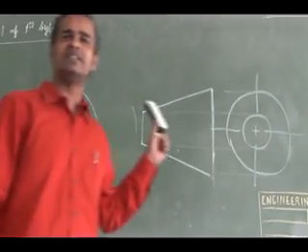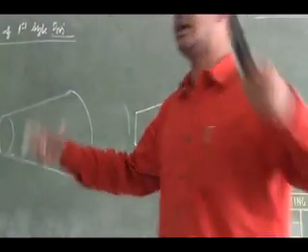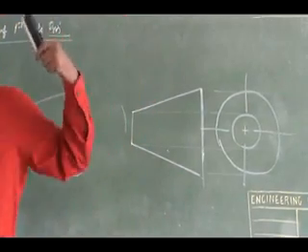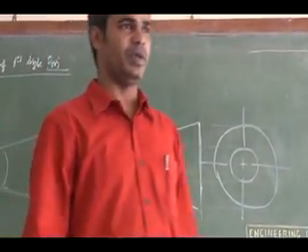So to represent the symbol, a frustum of a cone will be taken and it is placed. The axis is placed parallel to both HP and VP. Right.